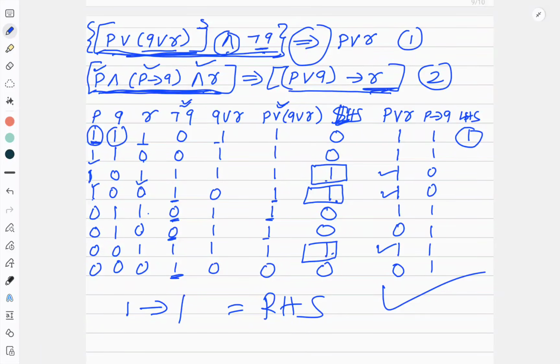In my next video, I will be doing the laws of inference, and that concept is very important and easy if you understand the concept and remember the rules.